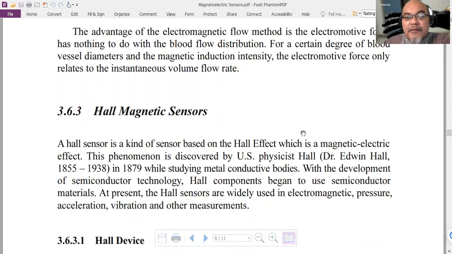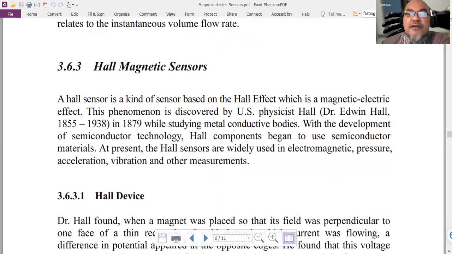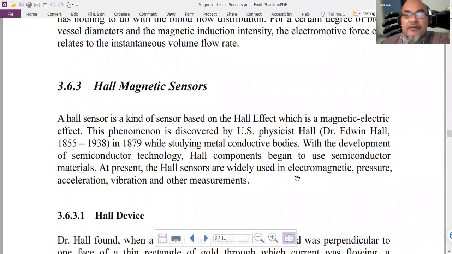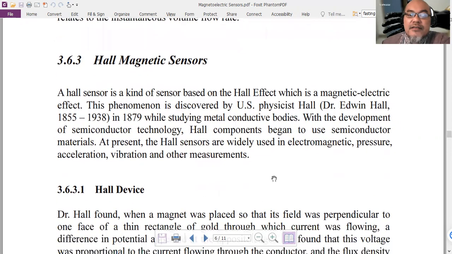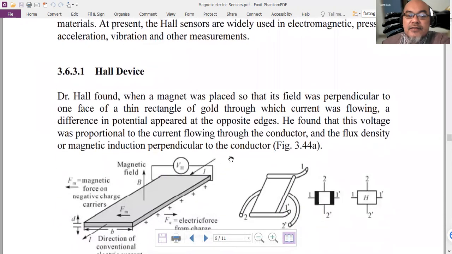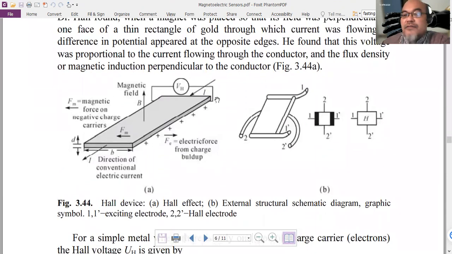Let's go to the second type of magnetic sensor, which is based on the Hall effect. This is a different kind of magnetic sensor. The previous one is based on Faraday's law, which has a similar principle to the inductance-based sensor. This one, the Hall effect, is completely different because it is based on a different physical phenomenon, which relates magnetism and electricity, discovered in 1879. This is the representation of a Hall device.